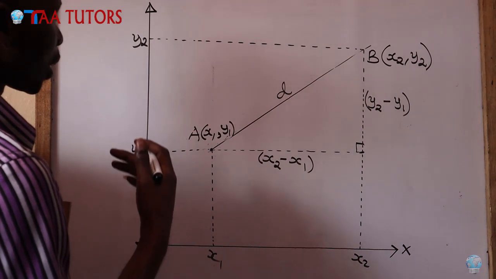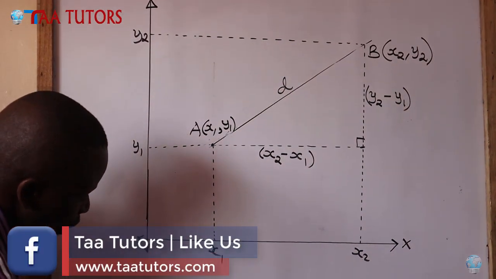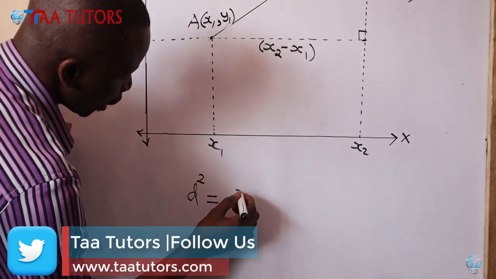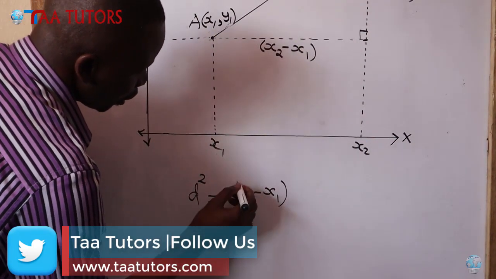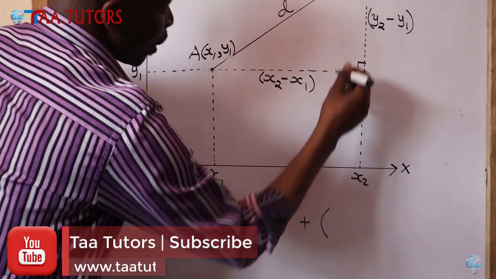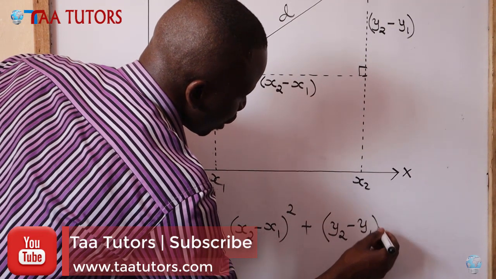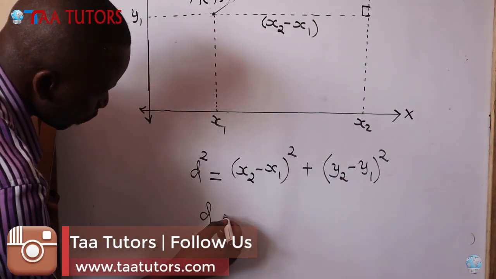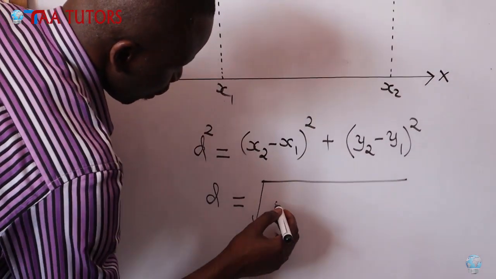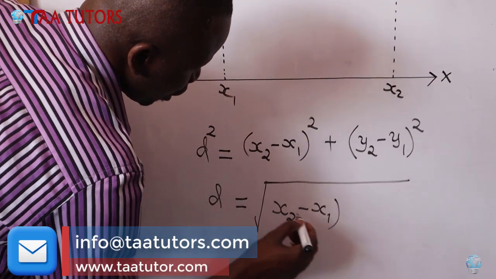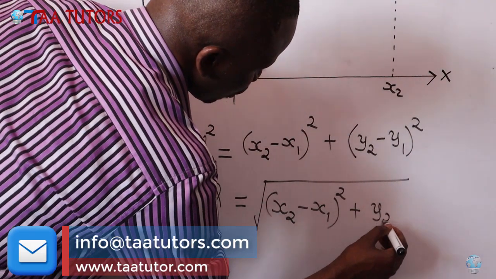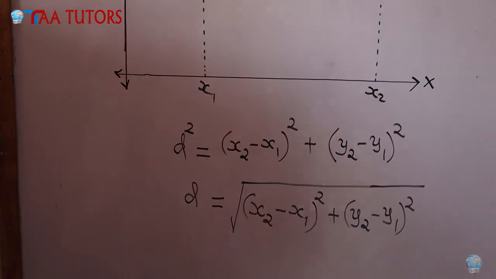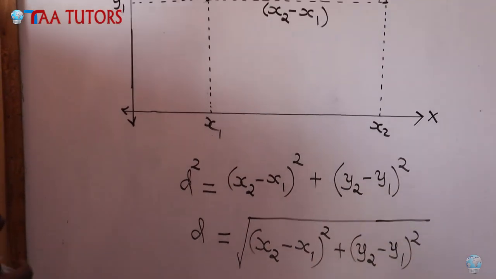So the distance D between A and B, according to Pythagoras theorem, D squared should be x2 minus x1 squared, plus y2 minus y1 squared. Going forward, to get D we have to get the square root of both sides. So D will be the square root of x2 minus x1 squared plus y2 minus y1 squared. That is the formula for getting the distance of a straight line between any given points.